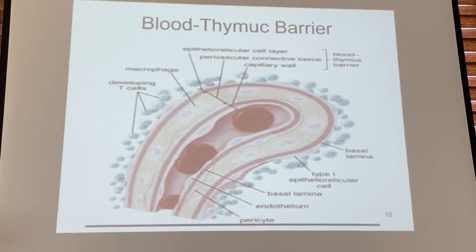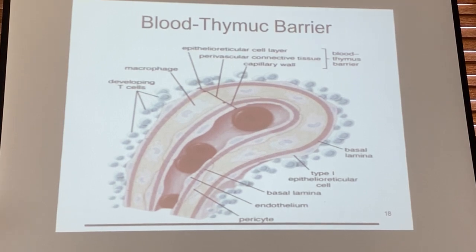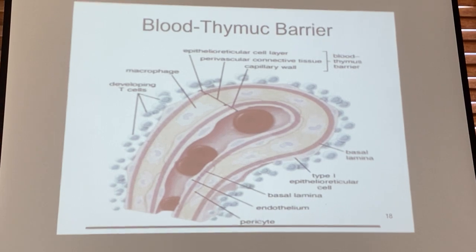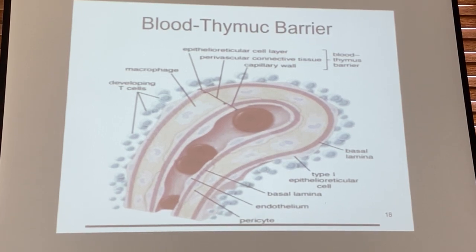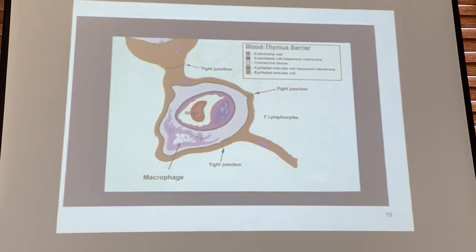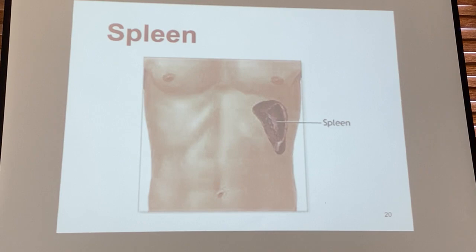At the center we have the blood capillary, the lumen of the capillary. As you see, there are endothelial cells. The nuclei of the endothelium are pointed here, and the basement membrane, plus the connective tissue layer, the wide layer, and the wide layer contains macrophages. Then we have these epithelial reticular cells with their basal lamina. These 5 elements form the blood-thymic barrier. Another image shows the same thing.